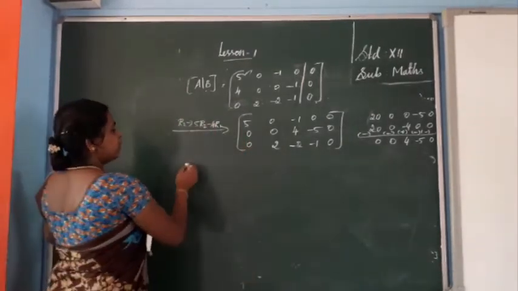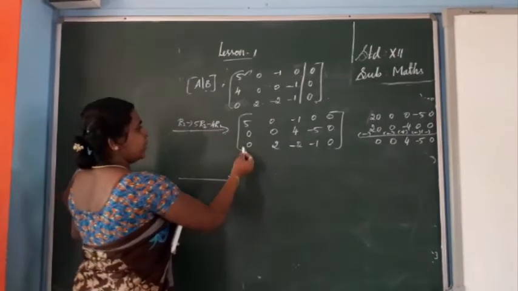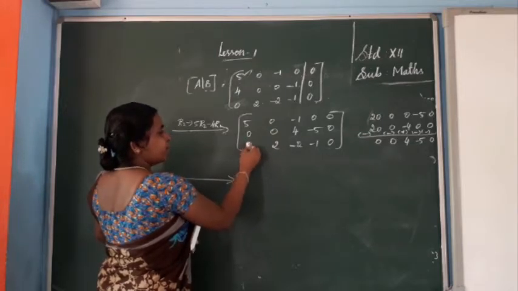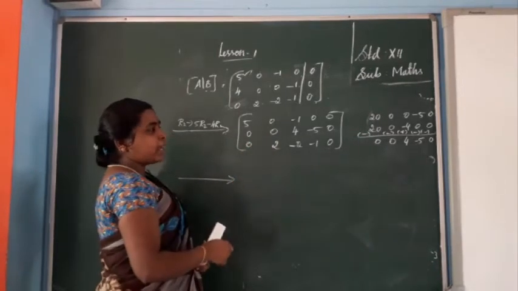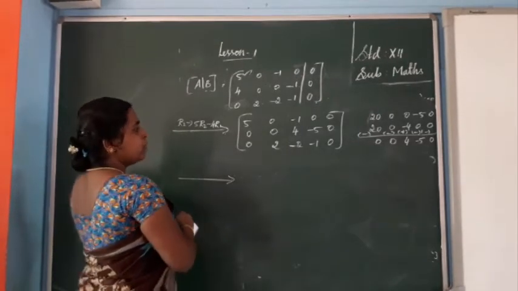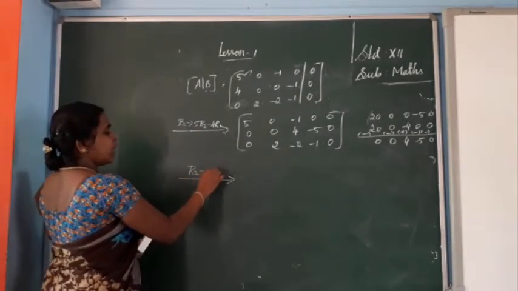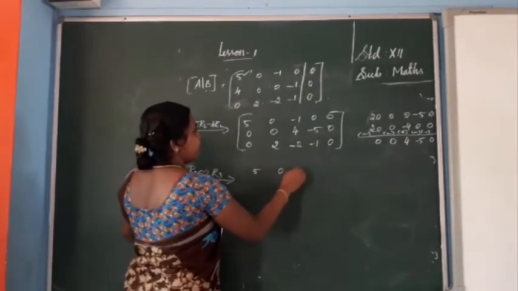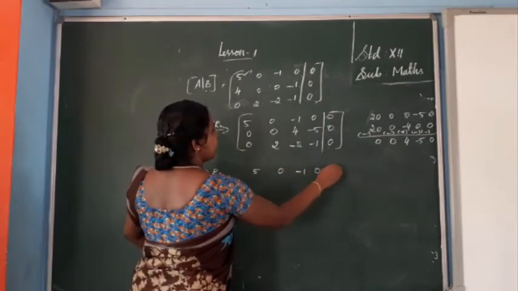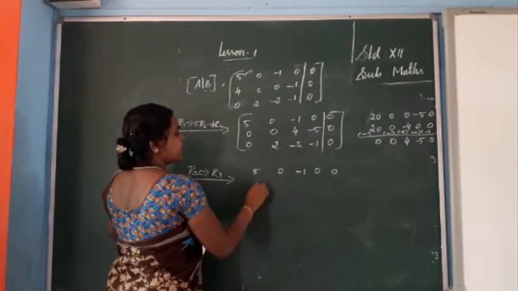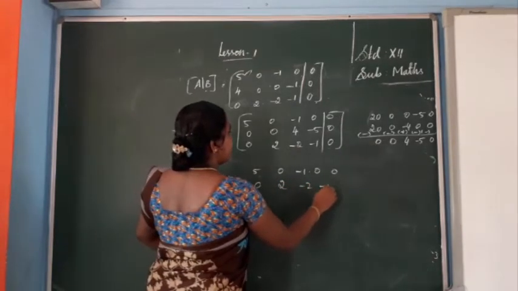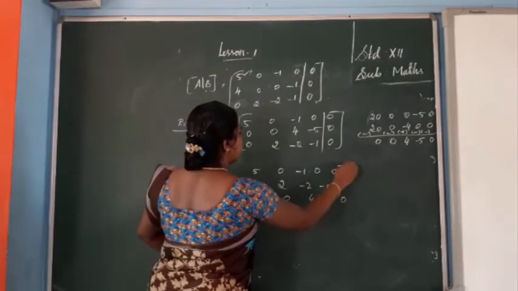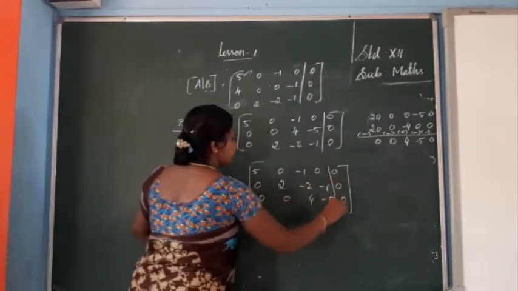Okay, you see next one. Actually, in second row, number of 0s is 2. In third row, number of 0s is 1. If we interchange R2 and R3, we will get the echelon form. So I am going to convert R2 gives R3, R3 gives R2. So 5, 0, minus 1, 0, 0. Next here instead of R2, R3 write 0, 2, minus 2, minus 1, 0, next row 0, 0, 4, minus 5, 0. Okay, now this is echelon form.